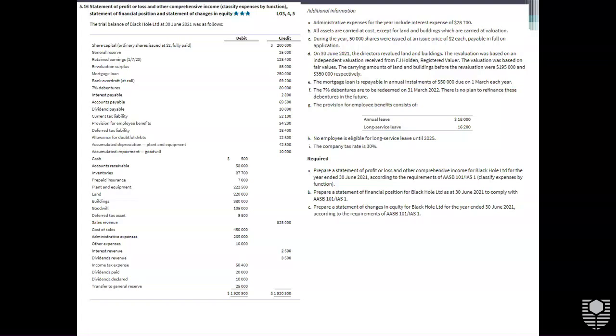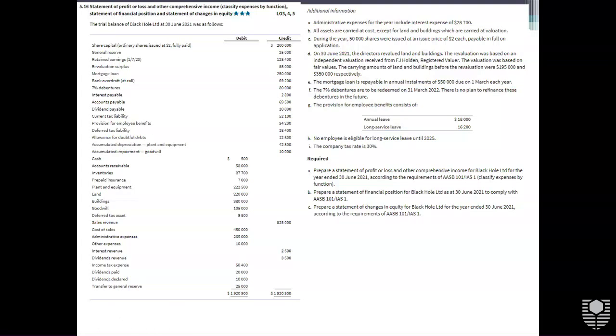Mortgage loan, say non-current liability. Bank overdraft, that's a current liability. 7% debentures: look at the dollar amount. We don't know whether it's current or non-current. Debentures are usually more than 1 year, so let's put it as non-current liability.